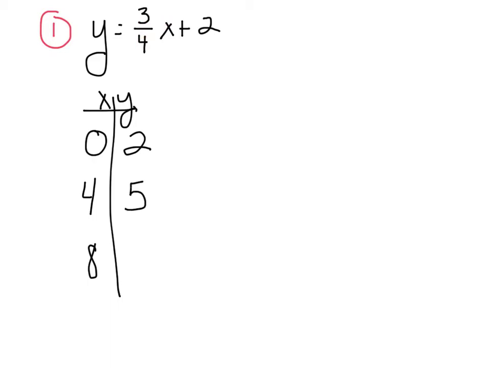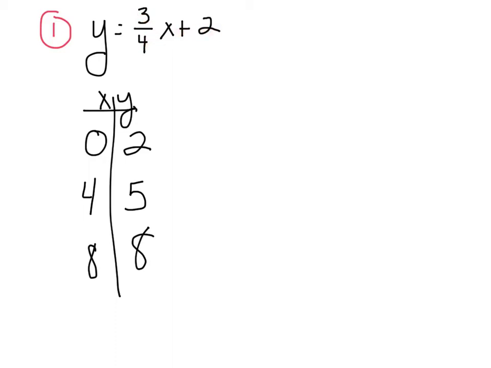I plug in 8. A fourth of 8 is 2. 2 times 3 is 6, plus 2 is 8. Now, if you don't know how I got that, you can take 8 times the numerator. 8 times 3 is 24. 24 divided by the denominator is 6, plus 2 is 8.